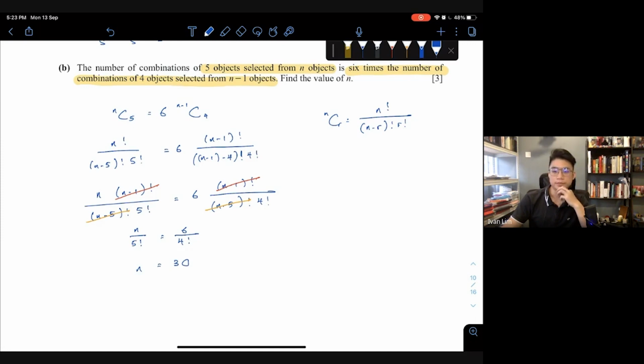N minus 1. You just replace the n. It can be n minus 1, it can be n plus 1, it can be n minus 5, it can be n anything. As long as you replace whatever term they give you for the n, you follow the formula.